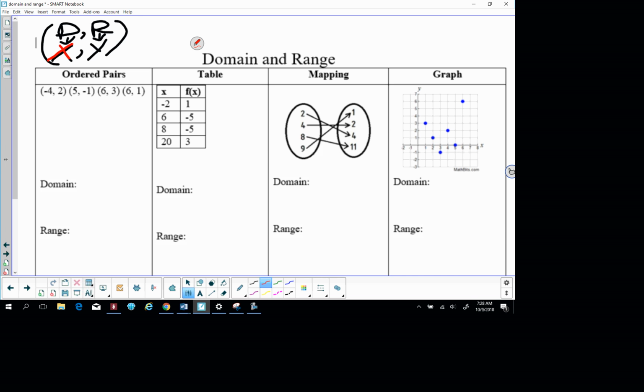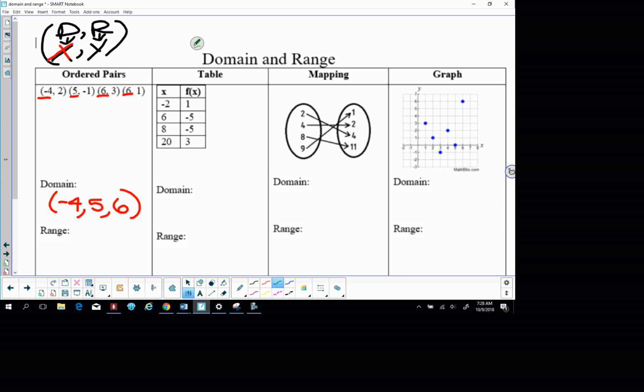Fernando. Perfect. -4, 5, 6, and 6. Who got that? Raise your hand. Awesome. So X coordinates are your domain. When you're writing them in order, you're writing them with the smallest first, but you see how 6 repeats? You only have to write it once. Even if you wrote 6 twice, it's fine, but you're never going to see domain or range written twice. We only have to write it once, even though the number's there twice.